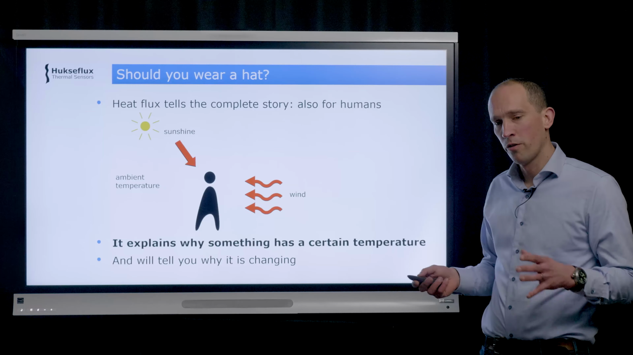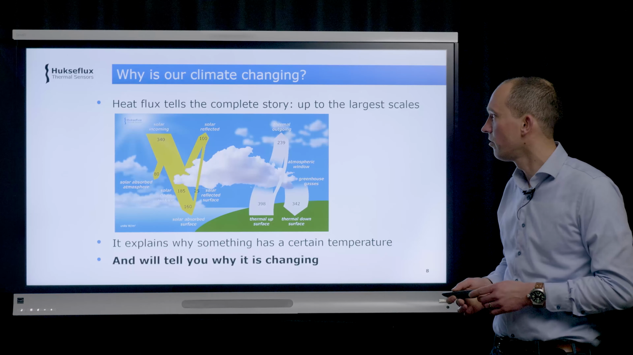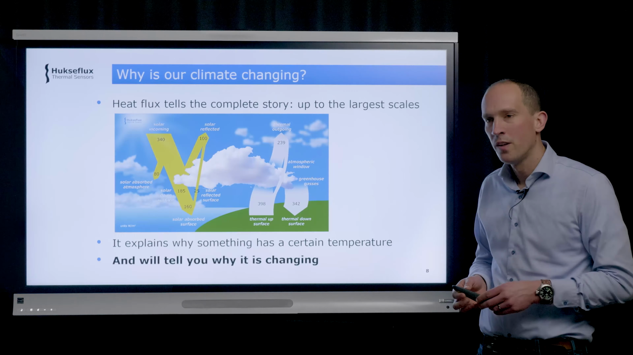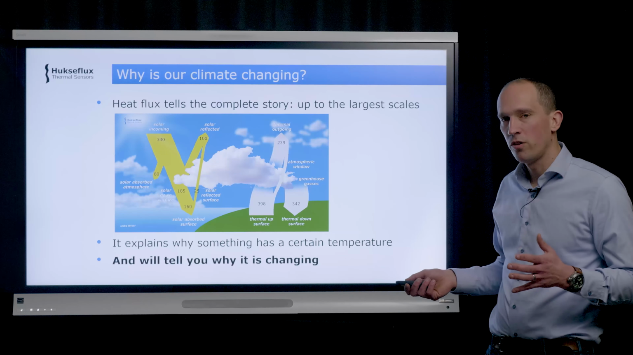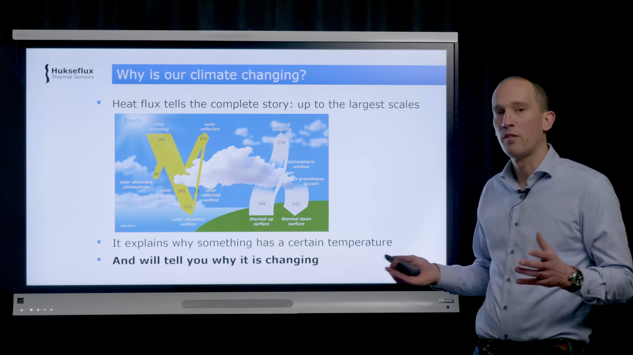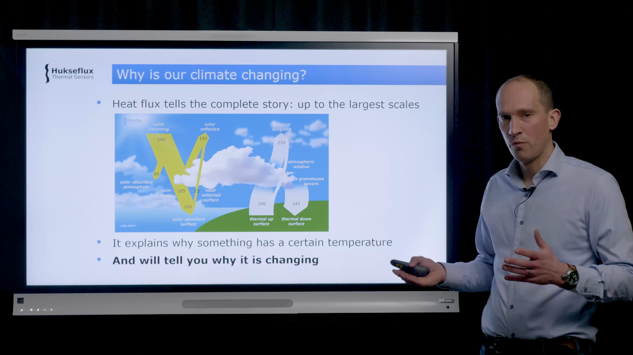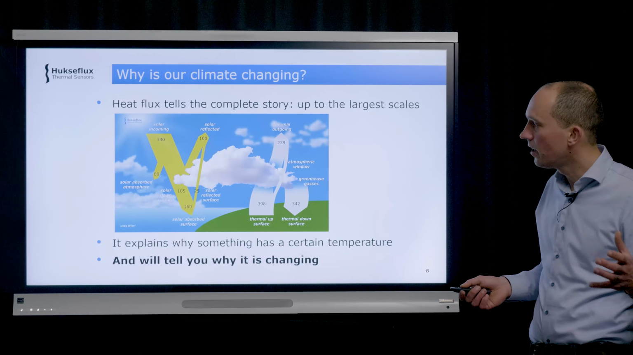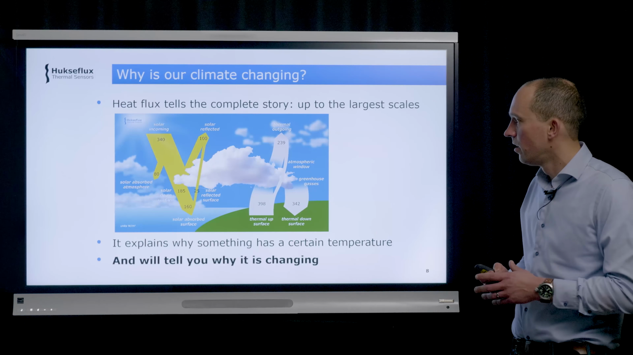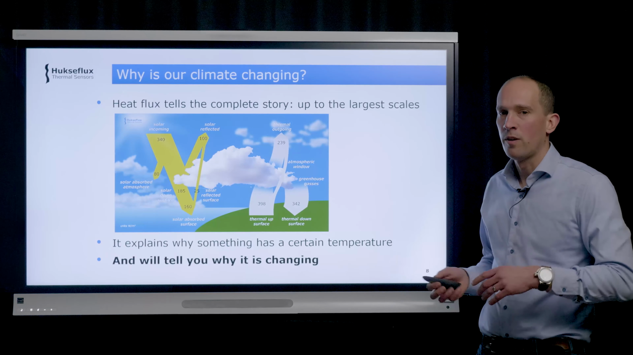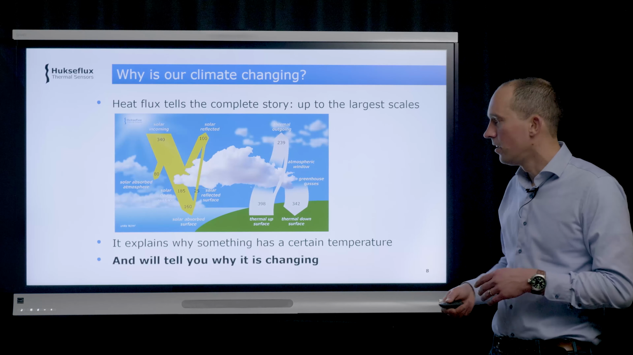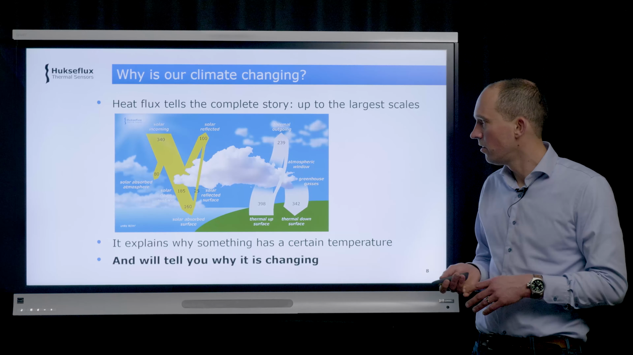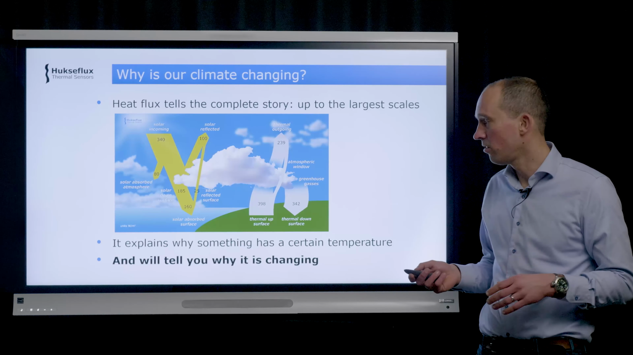Now this not only works on small scales, it works on the largest possible scales. So, for example, a very fundamental question is, why is our climate changing? Well, if you want to understand why the temperature of something like the Earth is changing, it's the same principle. You should measure the heat fluxes that are affecting the Earth. So the solar radiation coming in, the energy being absorbed by the surface, being transmitted by clouds, and also the infrared, the long-wave radiation that is emitted. And if you go into literature, you actually see that this is basically the fundamental principle behind the science of climate change, measuring the energy budget of the Earth.